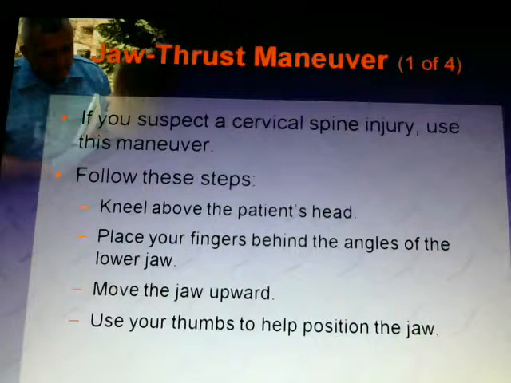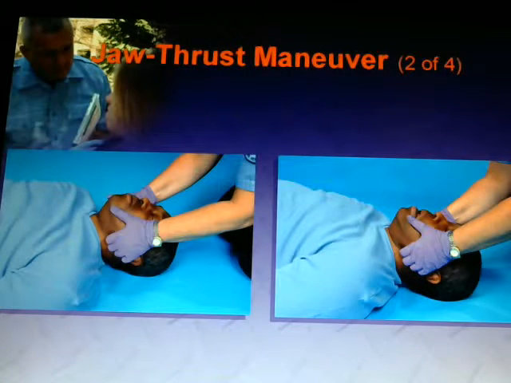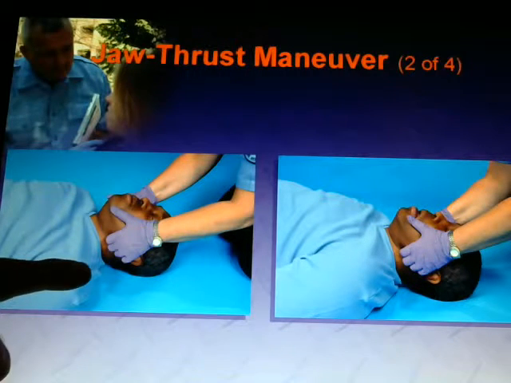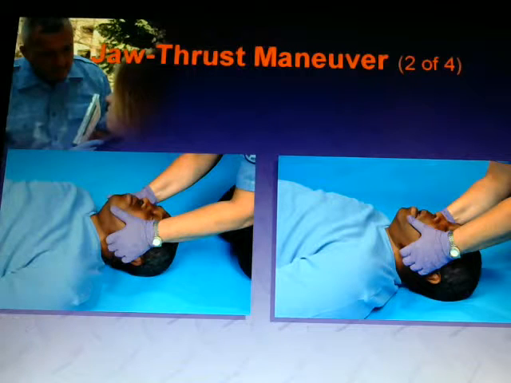If you suspect a cervical spine injury, use this maneuver. It's called the jaw thrust maneuver. To do this, you need to follow the following steps. Kneel above the patient's head. Place your fingers behind the angle of the lower jaw and move the jaw upward. Use your thumbs to help position the jaw. Nice picture of that. So your fingers are up under the jawline here, and you're pulling up on the patient's jawline.